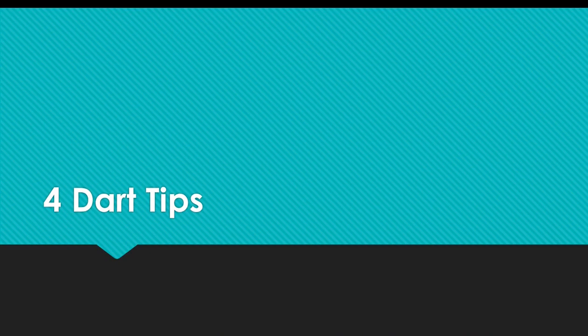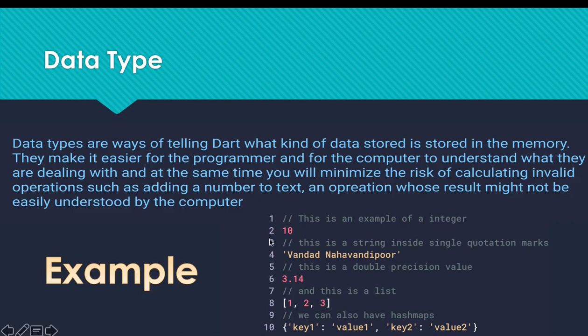In this video we are not going to talk about Flutter, we are talking about 4 tips in Dart. So let's go and see. Number 1, we have data types. What is really a data type? In this screen you will learn more about data types and you will see the examples also.